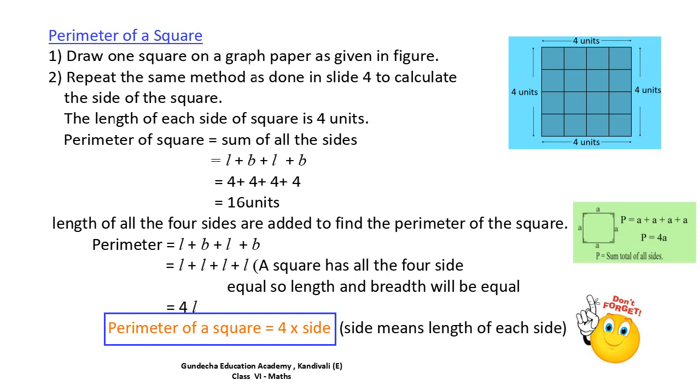So it will be equal to 4 times of length. So the formula for the perimeter of a square is 4 multiplied by side. Here side means the length of each side.